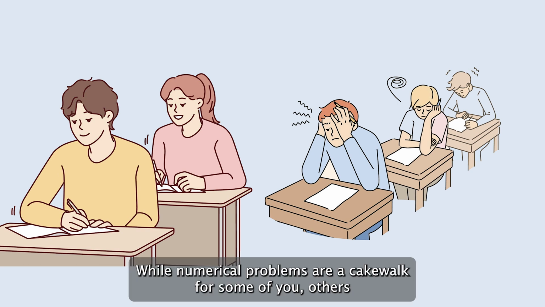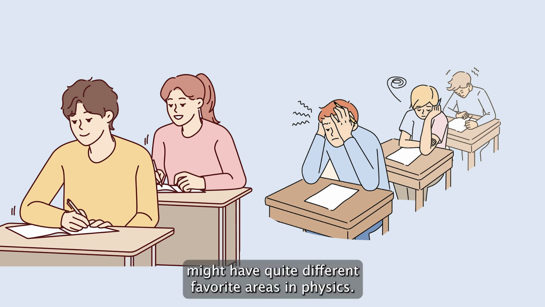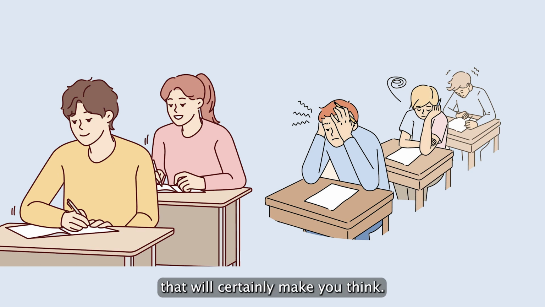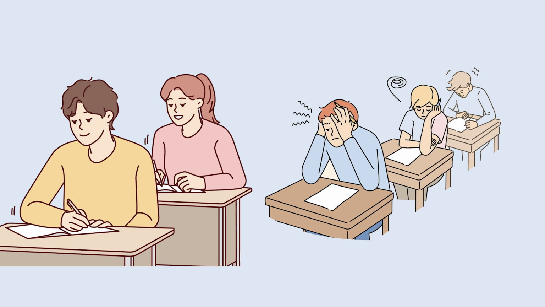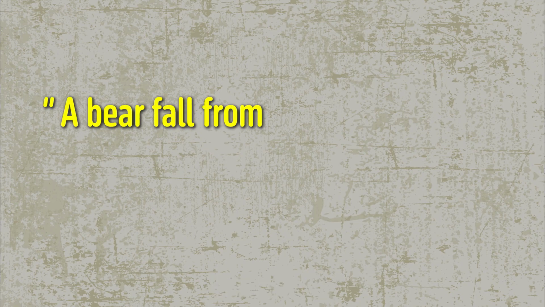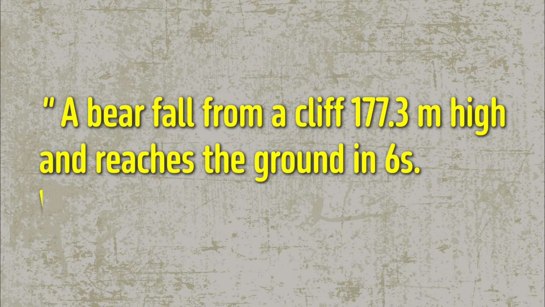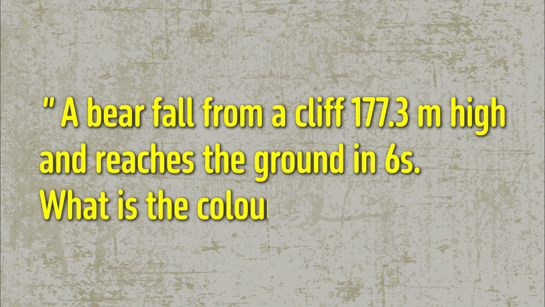While numerical problems are a cakewalk for some of you, others might have quite different favorite areas in physics. But here's a problem in physics that will certainly make you think. Here's the problem. A bear falls from a cliff 177.3 meters high and reaches the ground in 6 seconds. What is the color of the bear?